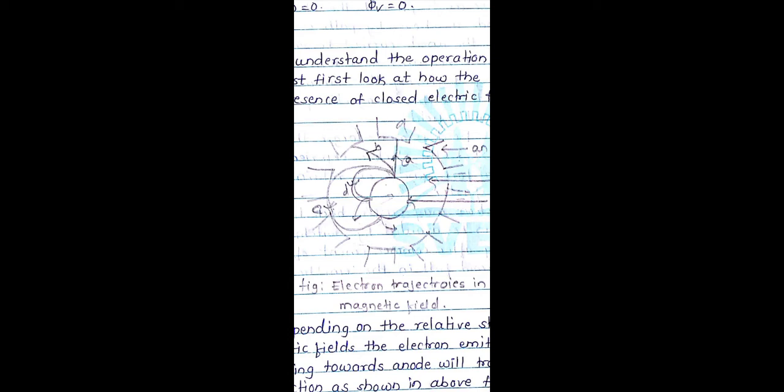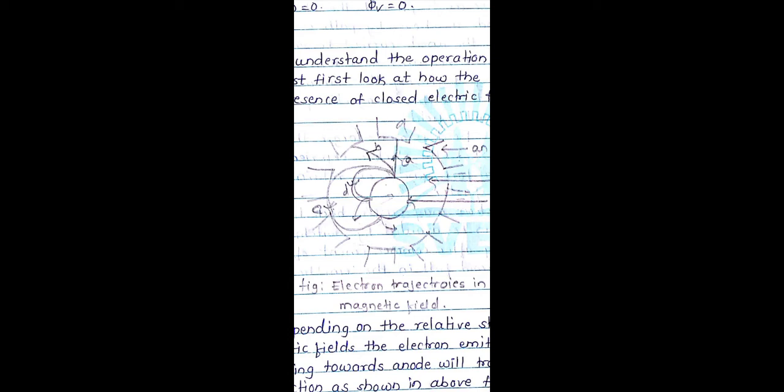The magnetic field required to return the electron back to the cathode, just grazing the surface of the anode, is called the critical magnetic field, BC, or the cutoff magnetic field.